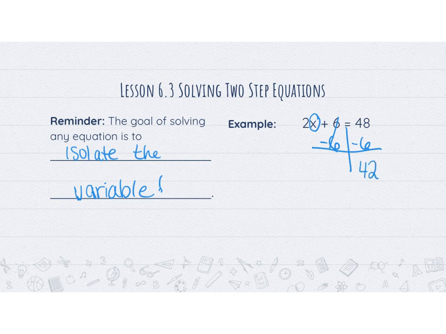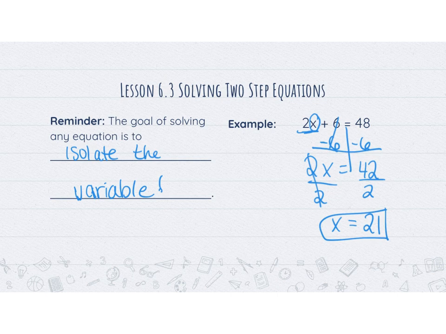And this time, instead of just having x is equal to, we have 2x. So we bring down 2x is equal to 42. Because x is not by itself, we have to continue on and do the second step. So we divide both sides by 2, and x is equal to 21. We divided by 2 because 2 is in front of the variable, the coefficient. So you're always trying to get rid of the coefficient.